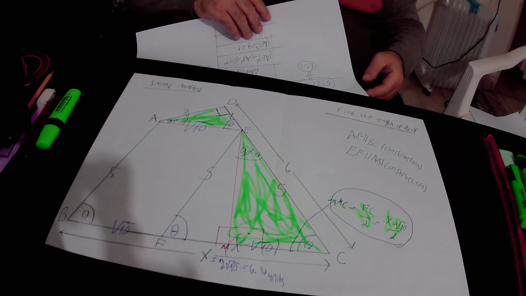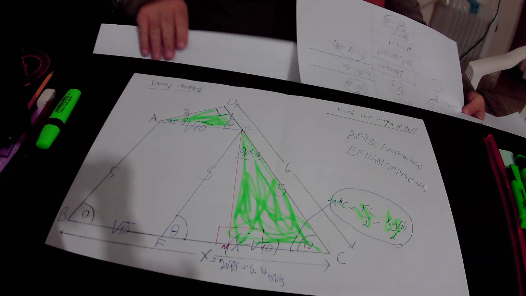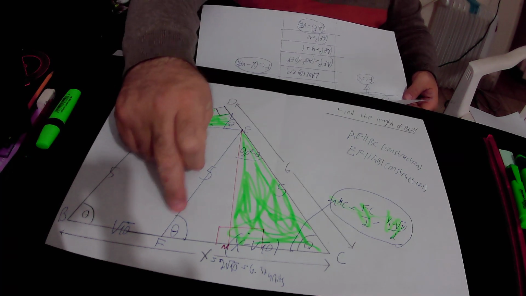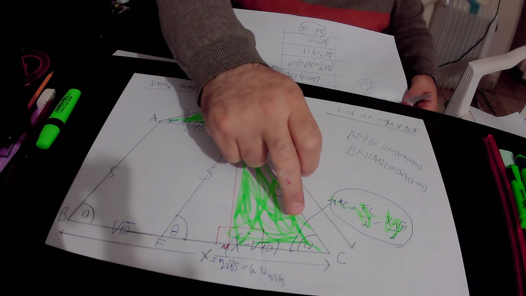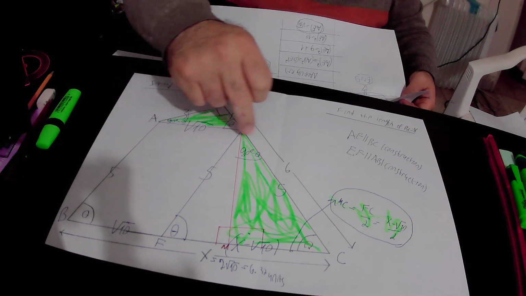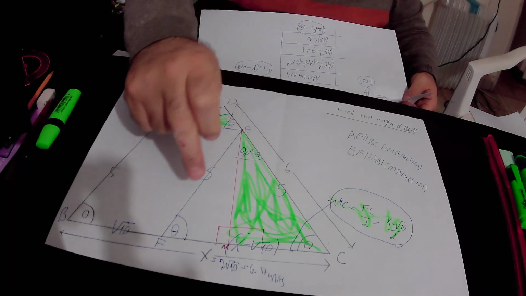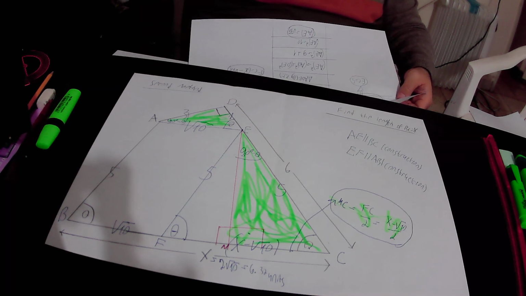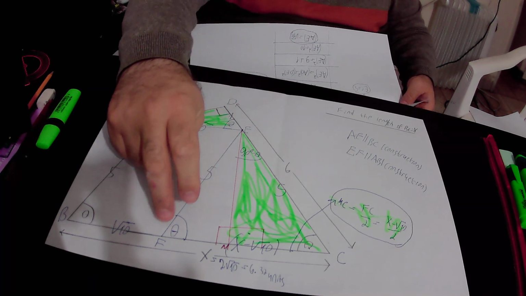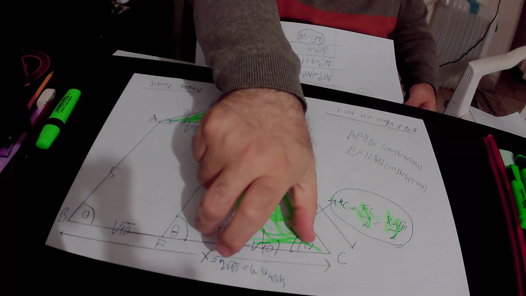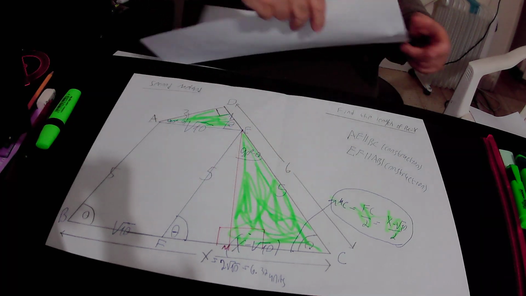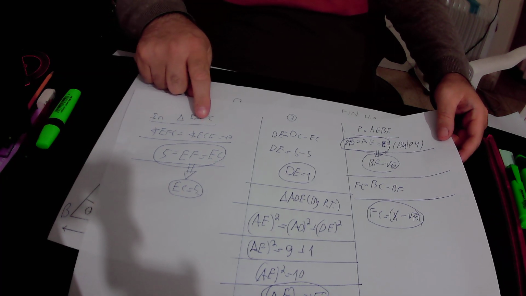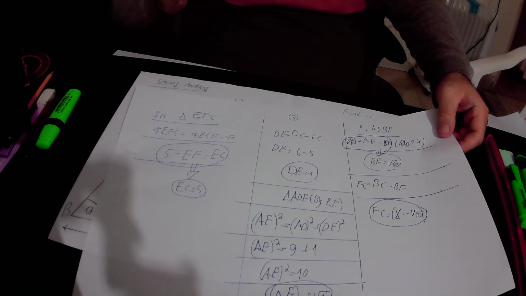So in the right triangle EFC, it is an isosceles triangle because it has two angles that are equal to each other. Those two angles are both equal to theta. In triangle EFC, we know that angle EFC equals angle ECF, and they are both equal to theta.